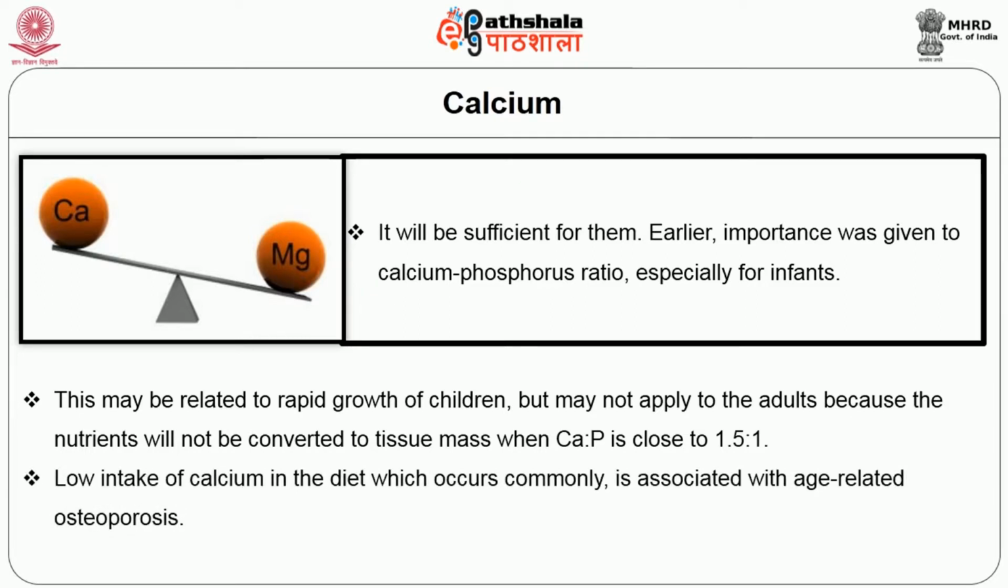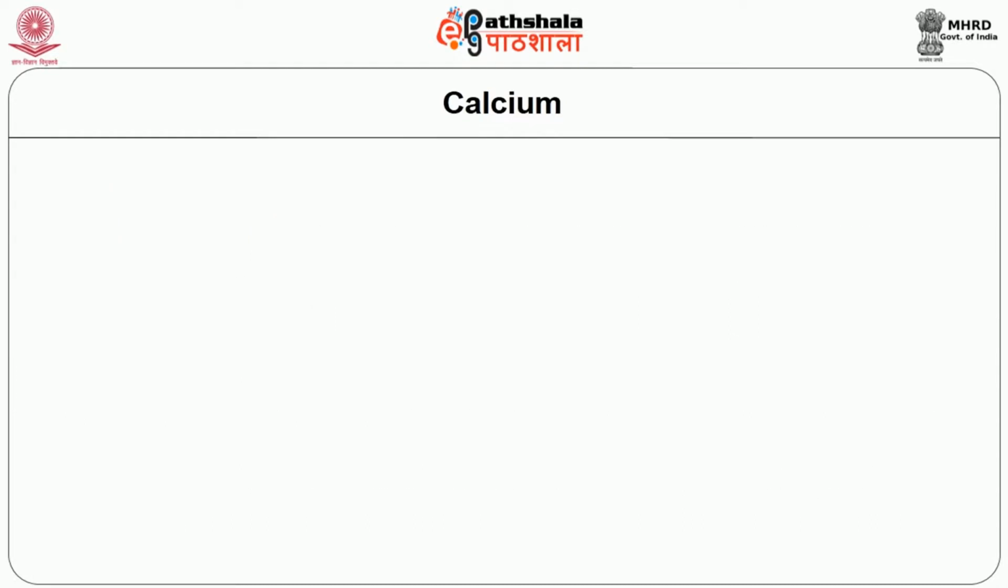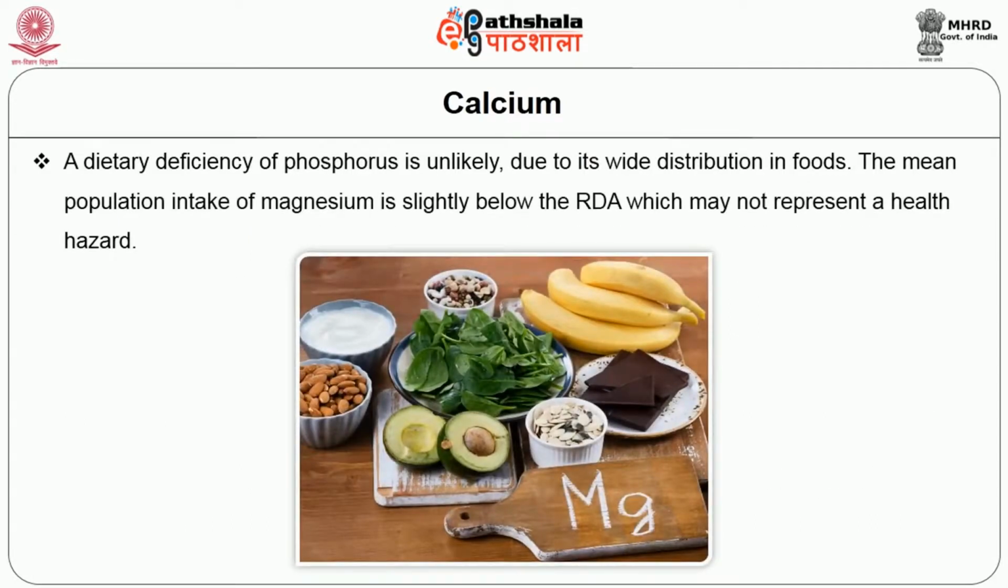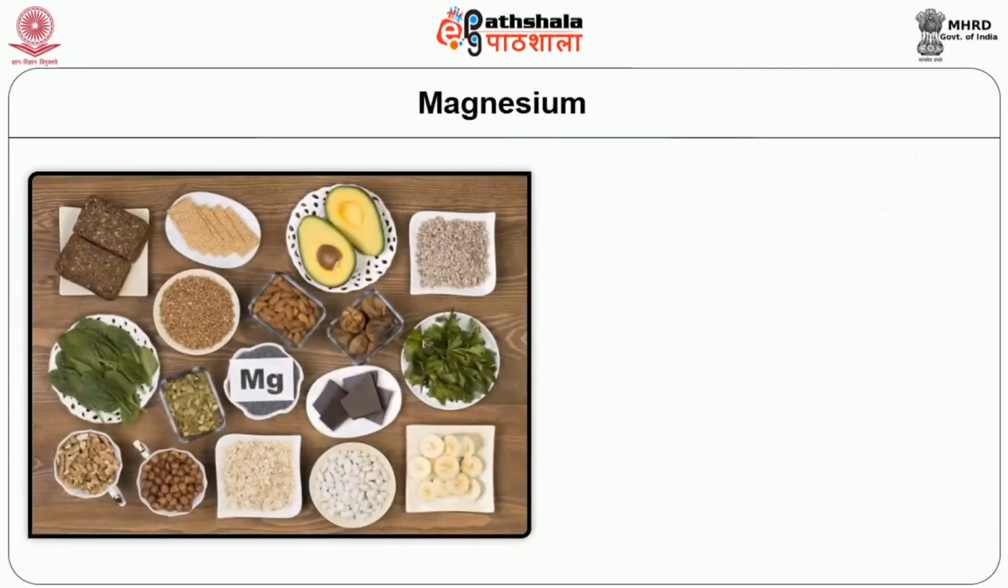Low intake of calcium in the diet, which occurs commonly, is associated with age-related osteoporosis. A dietary deficiency of phosphorus is unlikely due to its wide distribution in foods. The mean population intake of magnesium is slightly below the recommended dietary allowance, which may not represent a health hazard. Next, we shall see about magnesium.